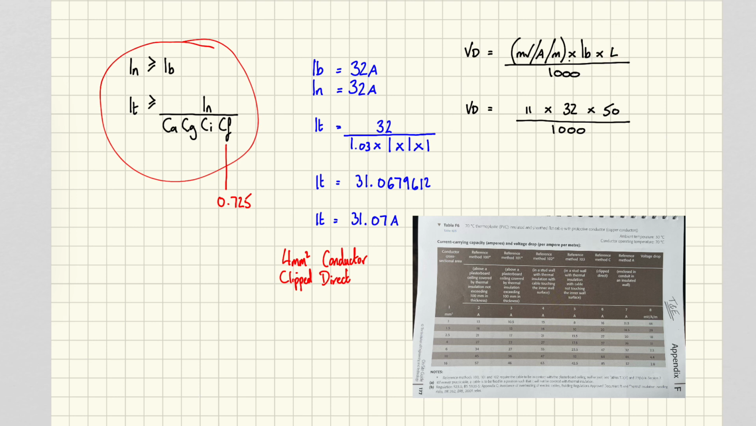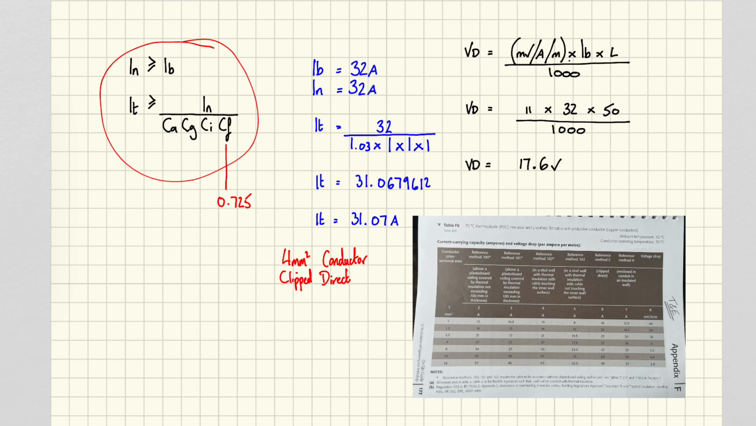The length is in meters. I'm going with 50 meters. It's quite a long circuit, but even in a domestic setting, this is a very achievable length of circuit. They can easily be longer than that. And then we've got our divided by 1000. We calculate that, and that will give us our voltage drop.